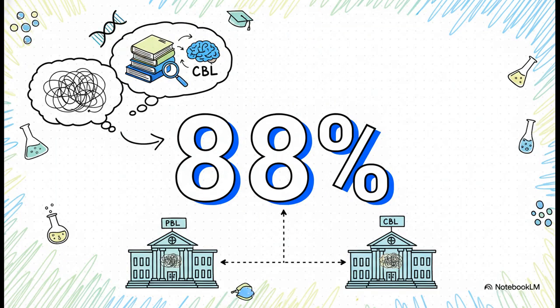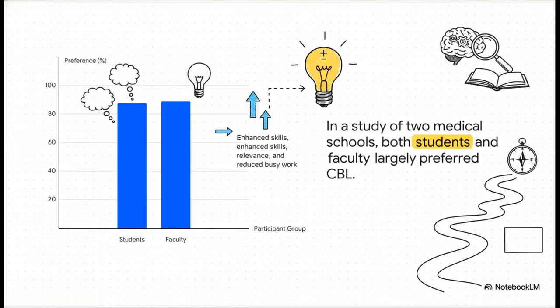Okay, so given the choice between those two, which one do you think people actually prefer? Well, a really big study looked at two medical schools that actually switched from the super open-ended PBL to the more structured CBL. And the answer was pretty shocking. A whopping 88% of students said they preferred case-based learning. That's huge. And get this, it wasn't just the students. The faculty felt the same way, with 89% preferring CBL. And why? Well, they found it did a better job of keeping the learning relevant, it really sharpened their practical skills, and maybe most importantly, it cut way down on what felt like busy work. That structure just gave everyone a clearer path to the finish line.